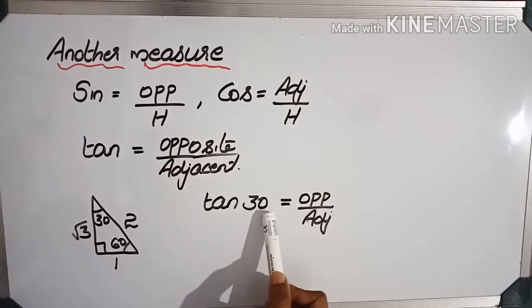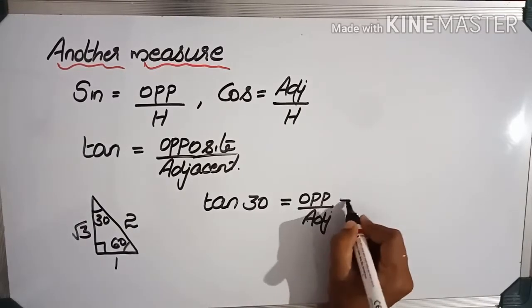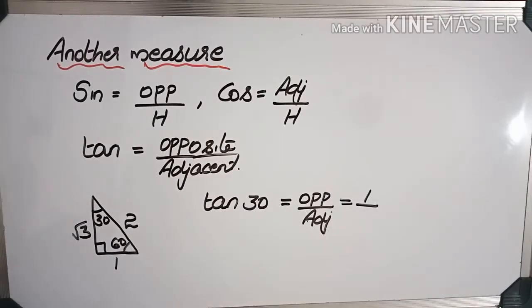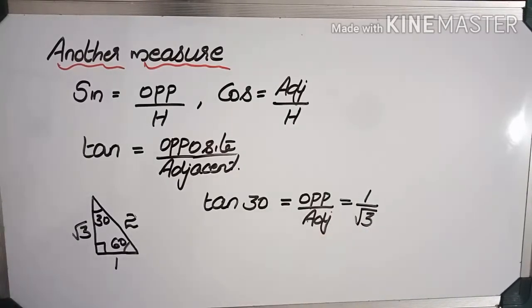So tan 30 means opposite side first. 30 degree's opposite side is 1. So here 1 by adjacent side. Adjacent side is what? If the side opposite 30 degree is one perpendicular side, then the next perpendicular side will be adjacent. This is always hypotenuse; 90 degree opposite is always hypotenuse. So adjacent is root 3. So 1 by root 3. This is tan 30, opposite side by adjacent side. So tan 30 is 1 by root 3.